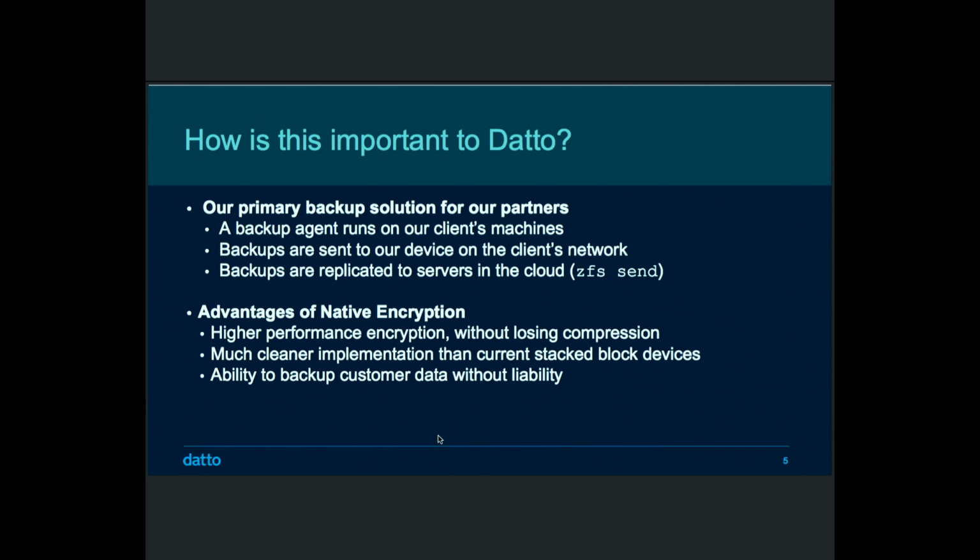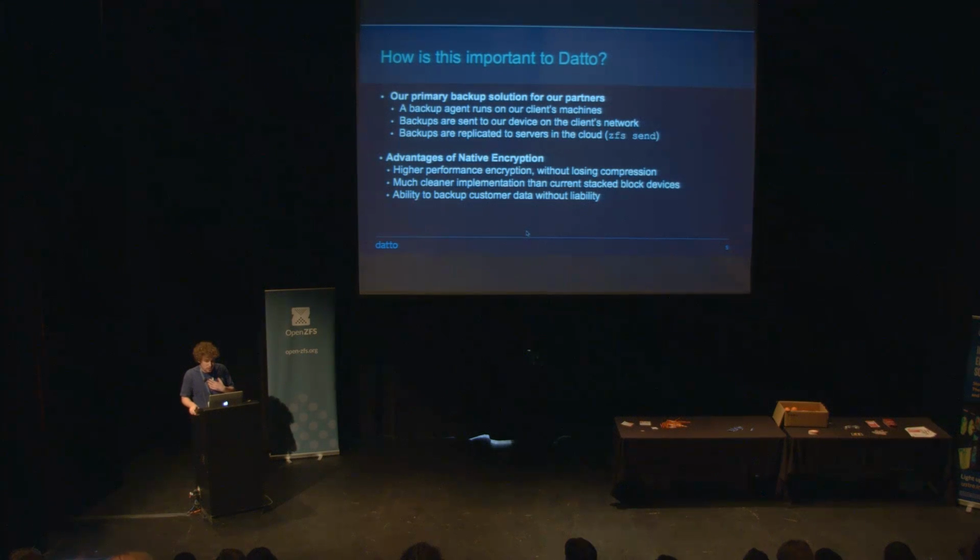The advantages of native encryption here are that we're going to be able to get a lot higher performance encryption without losing compression because it is baked into ZFS. We're going to have a much cleaner implementation than we currently do, because what we currently have is a bunch of stacked block devices that perform the encryption intermediately. And the last thing is that we're going to be able to back up our customers' data to our offsite server without being able to decrypt it, which, from our users' perspective, they're going to want because they don't know if they can trust us necessarily, and we also don't want the liability of being able to decrypt it.